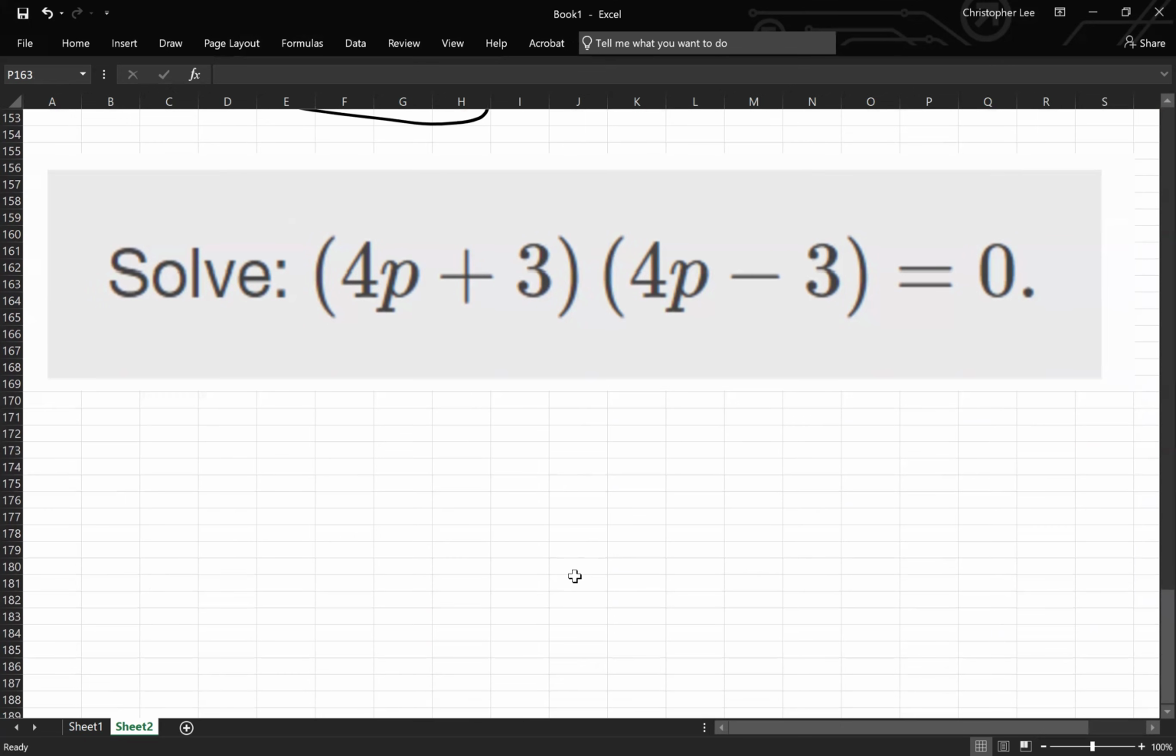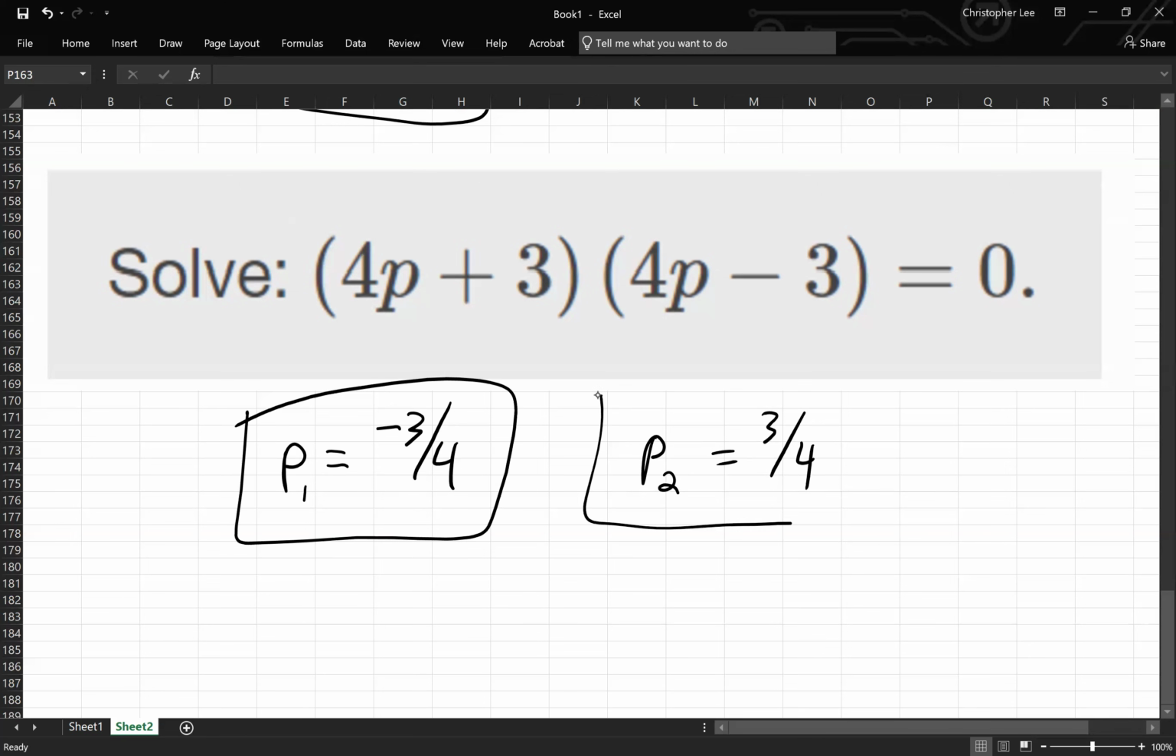All right, a little bit harder. How about the second one, right? What do we get for P1? We get 3/4. Very good. What about P2? +3/4. Perfect. Any questions on this? Anybody?